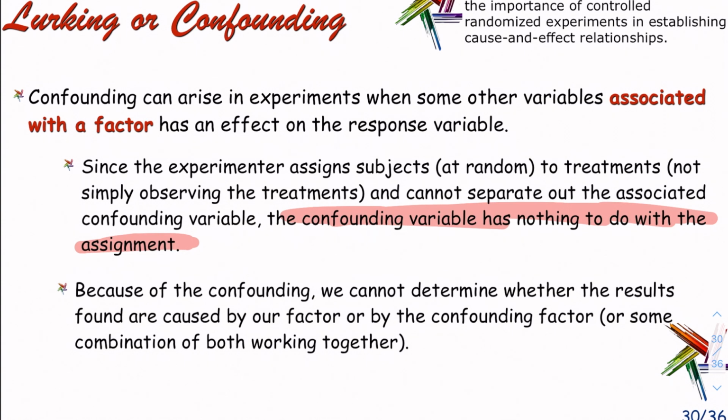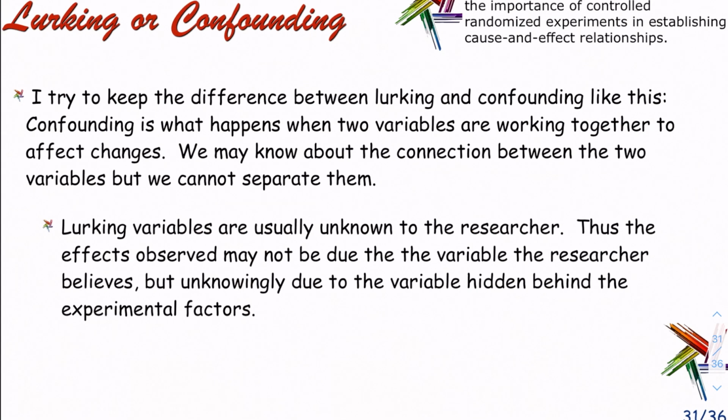Because of the confounding, we cannot determine whether results found are caused by our factor or by the confounding factor, or some combination of both working together. And that is the problem. When we know that there's two things that are interrelated, we can't separate them, control for them, then we can't really make those cause and effect statements.